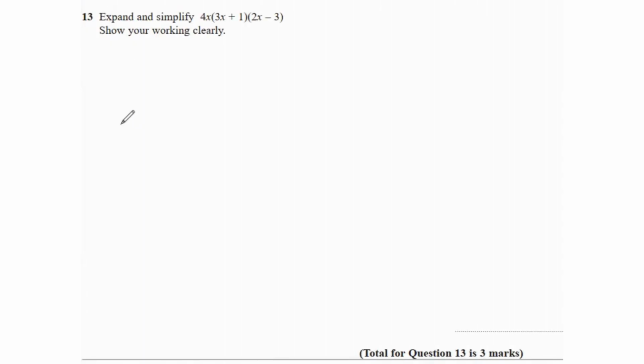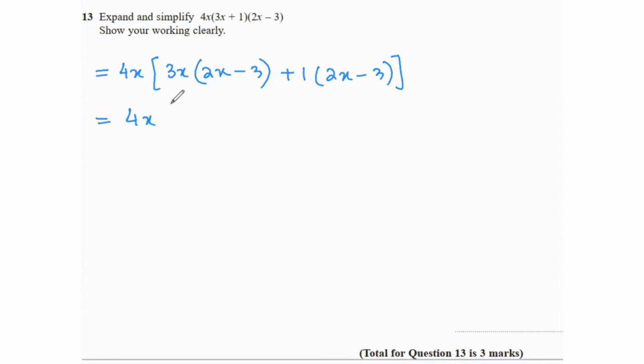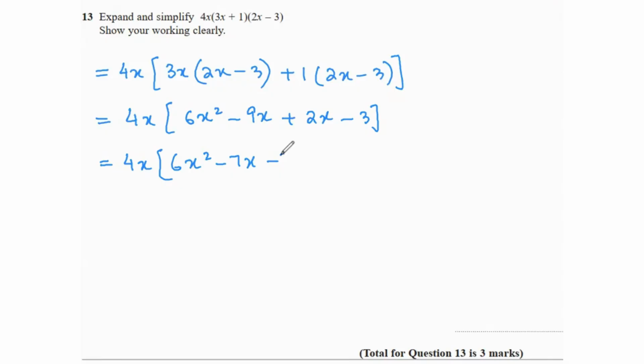Again, a triple bracket expansion. So 4x bracket 3x times 2x minus 3, and then plus 1 bracket 2x minus 3. 3x times 2x is 6x squared. 3x times negative 3 is negative 9x. 1 times 2x is 2x. And 1 times negative 3 is negative 3. So 4x bracket 6x squared minus 7x minus 3.